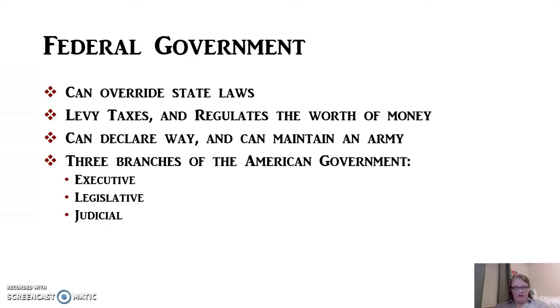Well, the Supreme Court decided that it would be unconstitutional for them not to allow people to marry, so they overrode what the states wanted. Federal government can also levy taxes and regulate the worth of money. They can declare war and they can maintain an army. And then the three branches of the American government are executive, legislative, and judicial.